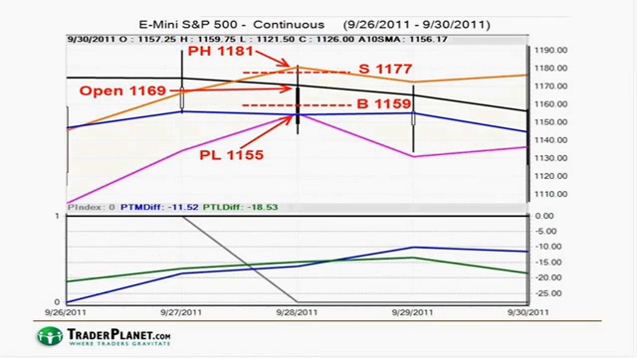The basic premise of the strategy that we're going to talk about is to fade the Vantage Point predicted highs and lows. Now this assumes, of course, that the prices will generally stay within the confines of the predicted range.